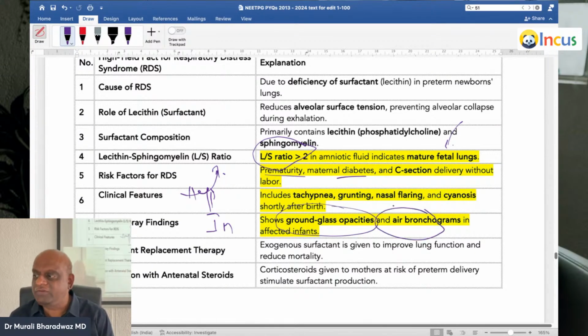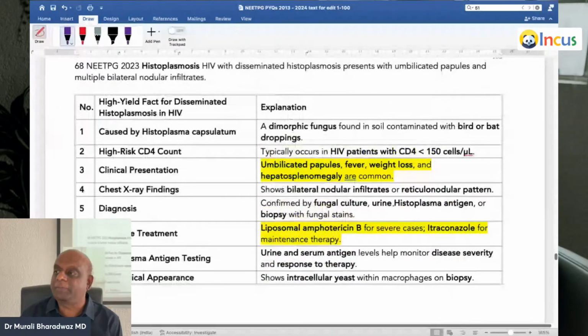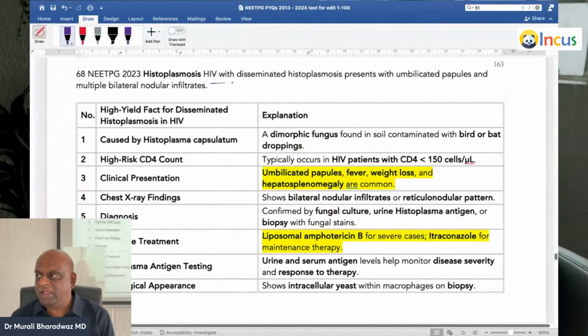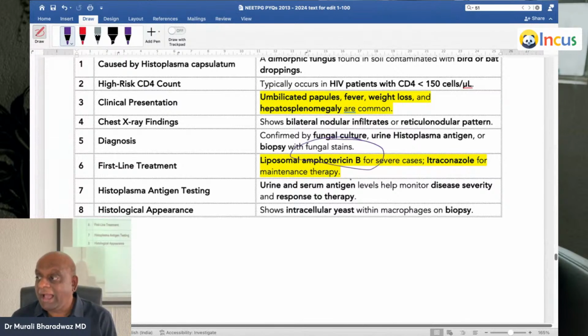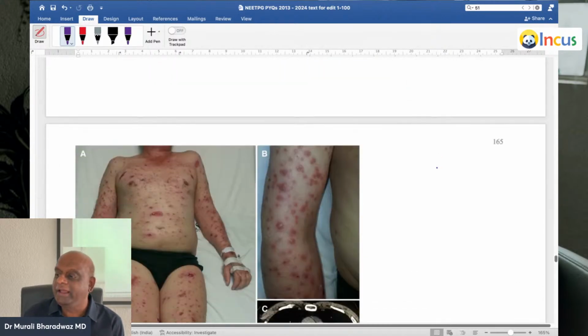Ground glass opacities with aerobronchograms are typically seen. HIV with disseminated histoplasmosis presents with umbilicated papules and multiple bilateral nodular infiltrates. And how do you treat histoplasmosis, doctor? Amphotericin B, liposomal. And for maintenance, we use itraconazole.